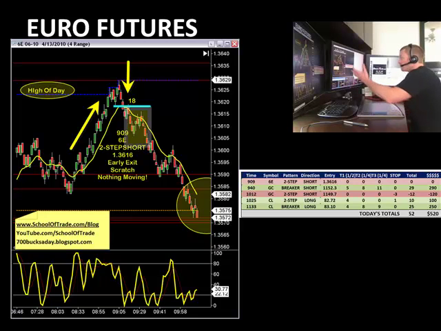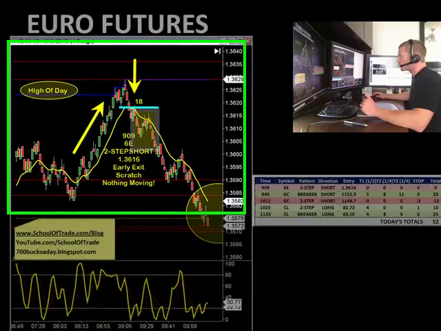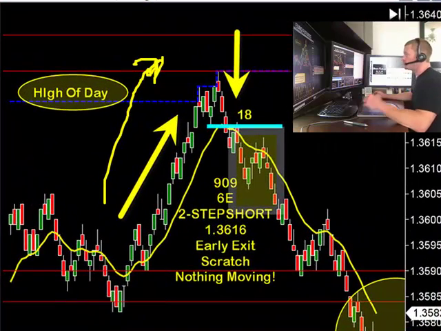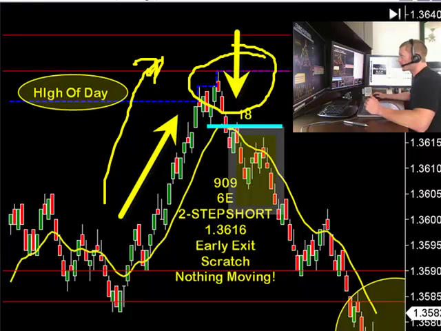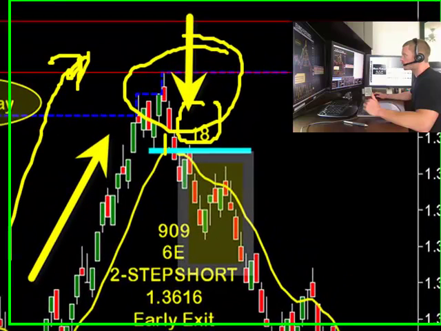Now this is a great example of that reversal pattern. We come up, we test the high of day, and because we're seeing that personality here, where there's not a lot of conviction in the market, we don't expect this high to be broken. We expect to be able to fade the high. So we mark up our 18s here. We break below that swing low.